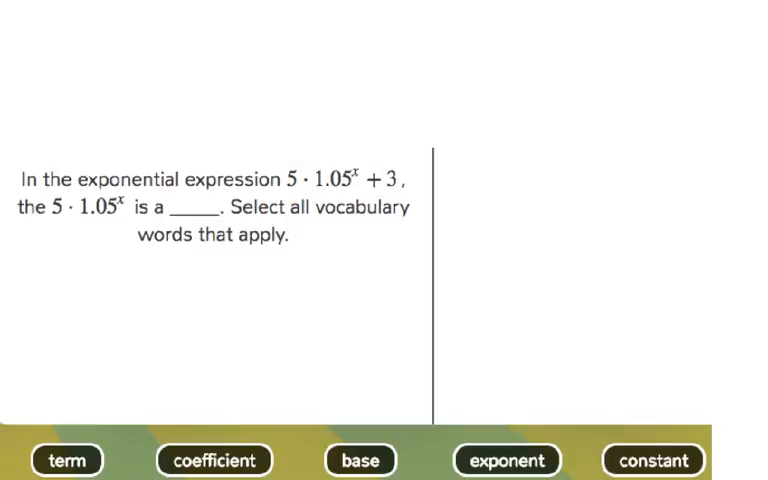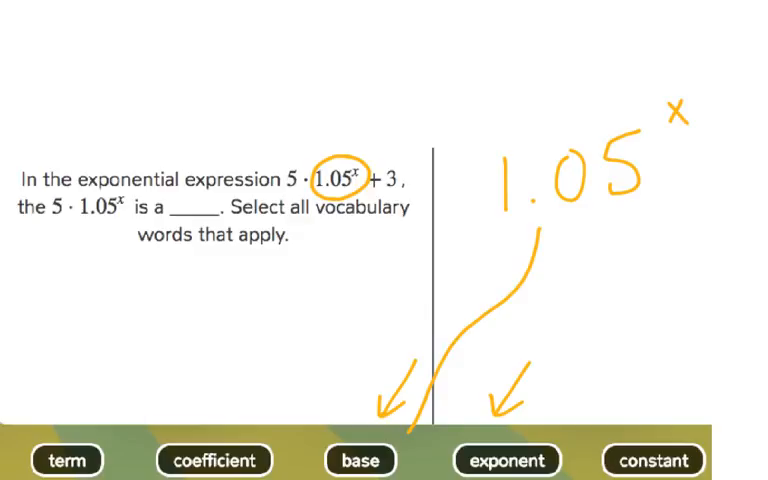Next, we have two words that have to do with exponential expressions, like we have here, the base and the exponent. You can see here the 1.05 to the power of x. That is the exponential part of the expression. I'm going to write it out over here. The base is the bottom, so it's the whole 1.05. The exponent is the power that the base is being raised to. In this case, it would be x.